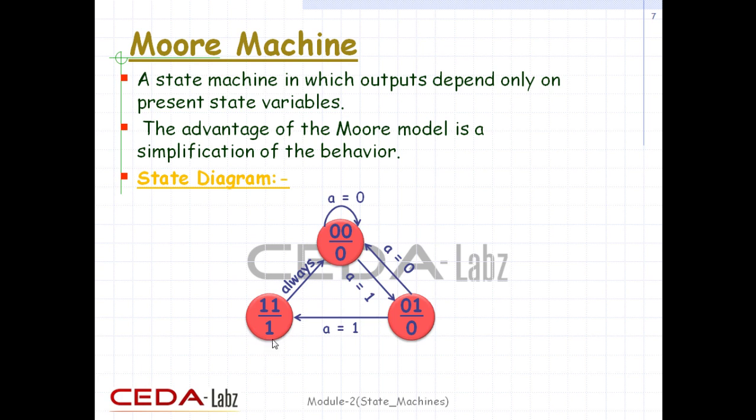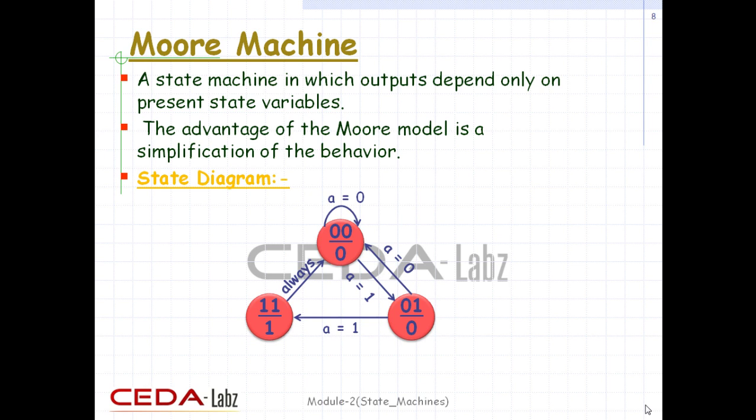In state 1,1, the output is 1, and whatever may be the input A, the state moves towards state 0,0. Similarly, for state 0,0, the output is 0 whatever may be the input. But when the input is 0, the state transition is towards itself, and when the input is 1, the transition is towards state 0,1. In a similar manner, for state 0,1, the output is 0, and when the input is 0, the state transitions towards state 0,0, otherwise to state 1,1.